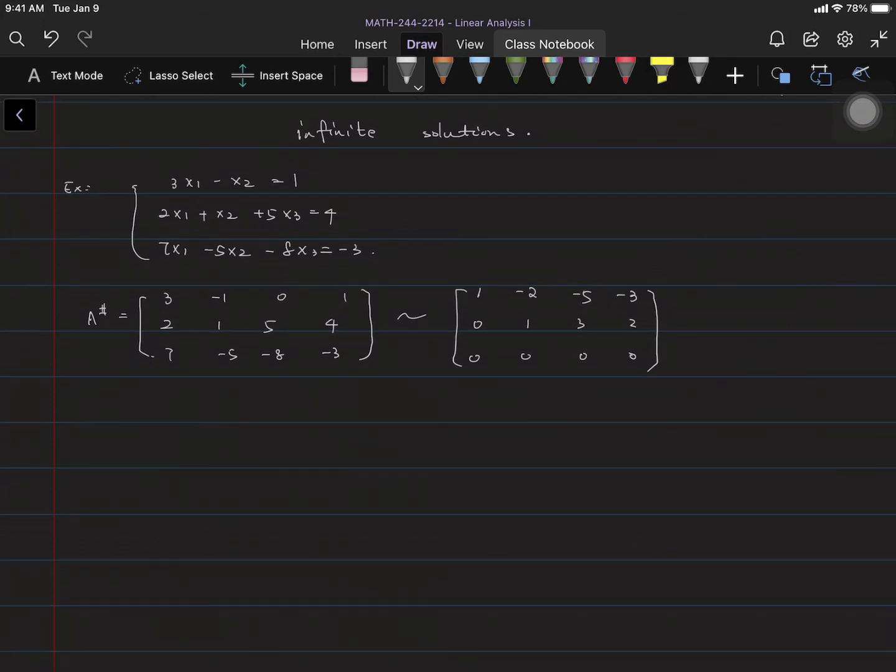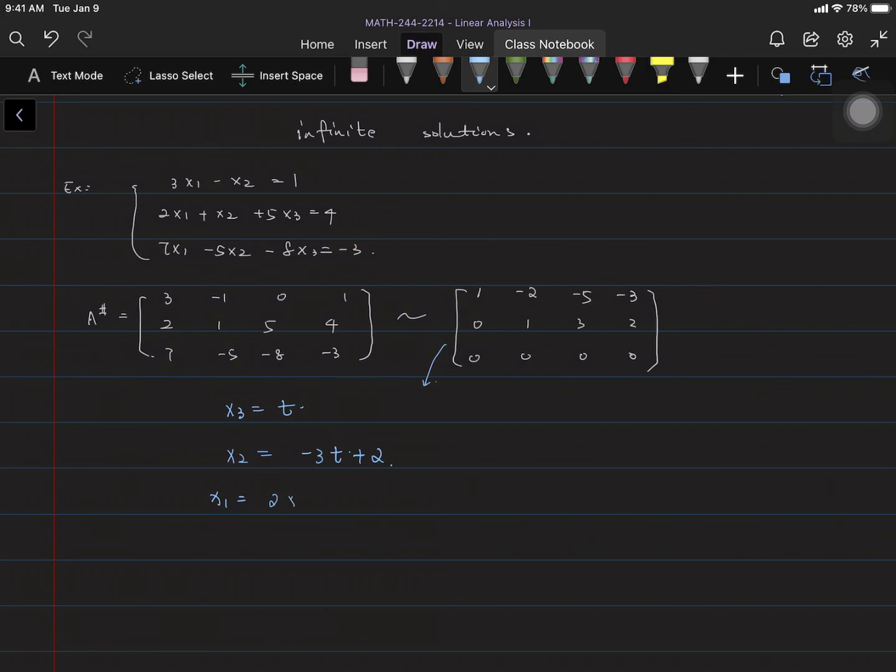Let's take a look at this row echelon form. In this case, you can see x1 and x2 have leading 1s, and x3 has no leading 1. So who is the free variable? x3. We set x3 equals t. And then solve for x2. x2 is from the second equation, right? So which is -3x2, so -3t actually plus 2.